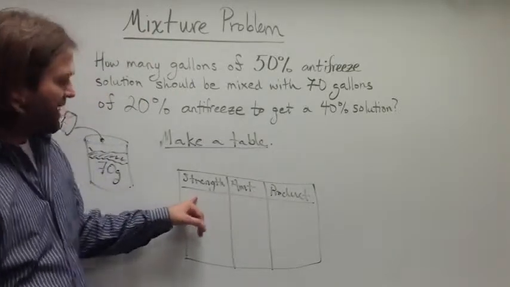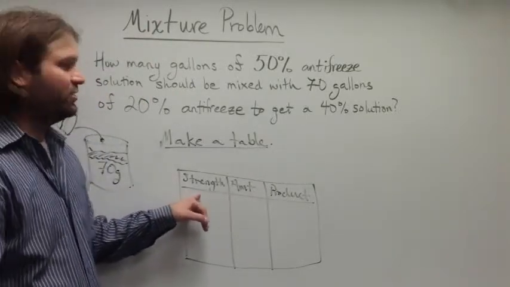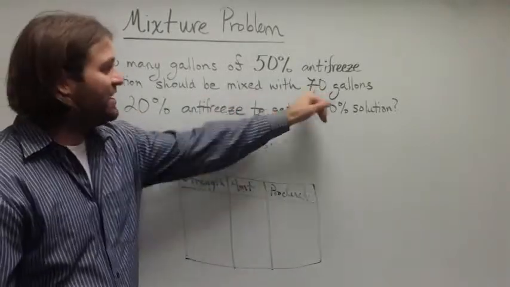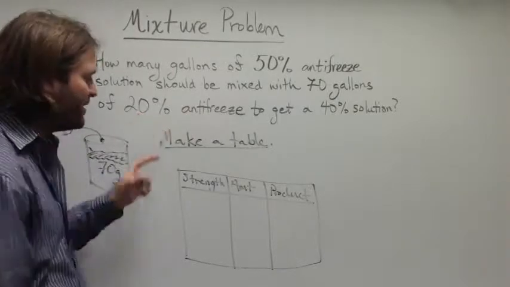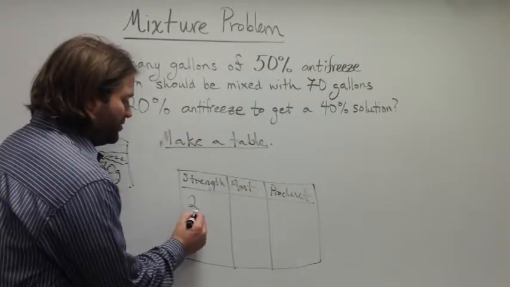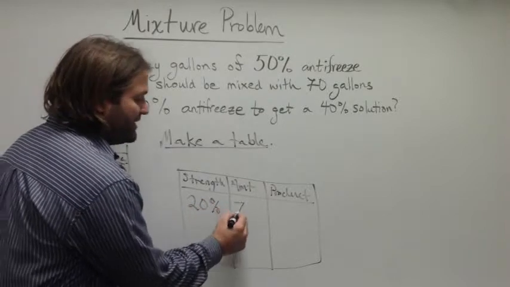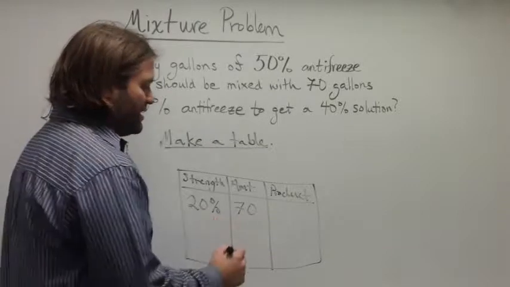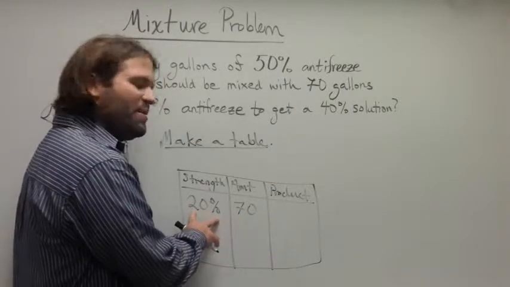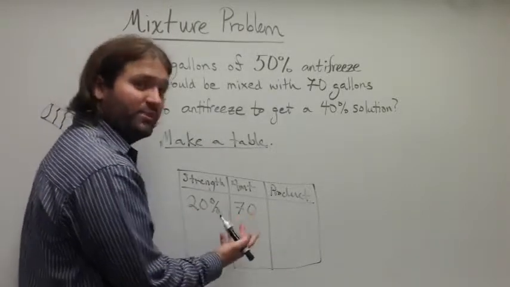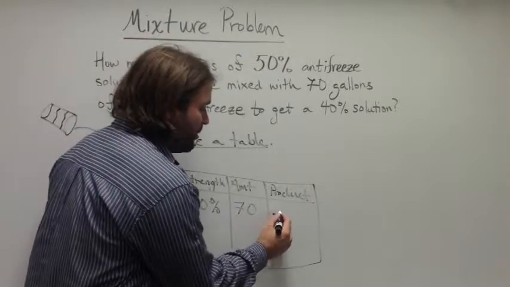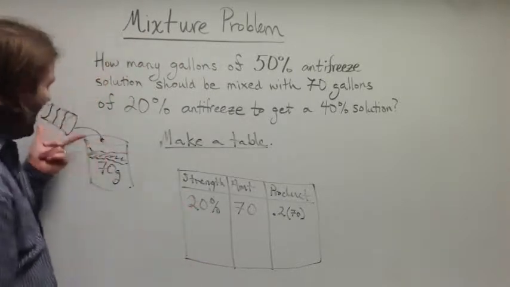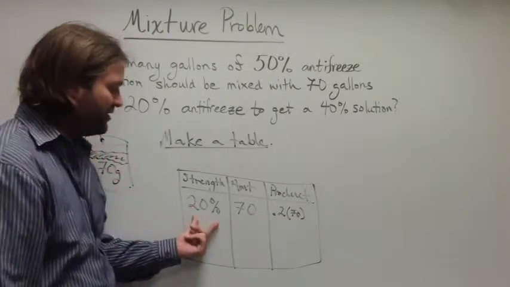So let's see what we have in the problem. Let's start out with the original solution. So it told us that we have 70 gallons of 20% antifreeze. So that means that the strength here on this first solution is 20%, and there was 70 gallons of that. So therefore, the product of these two would be 20% of 70. Now, remember when you're dealing with percentages, it's easier to use decimals, and so we're going to write this as 0.2 times 70.